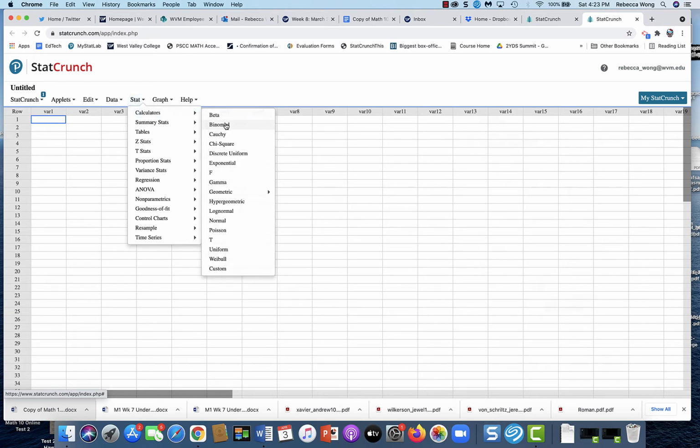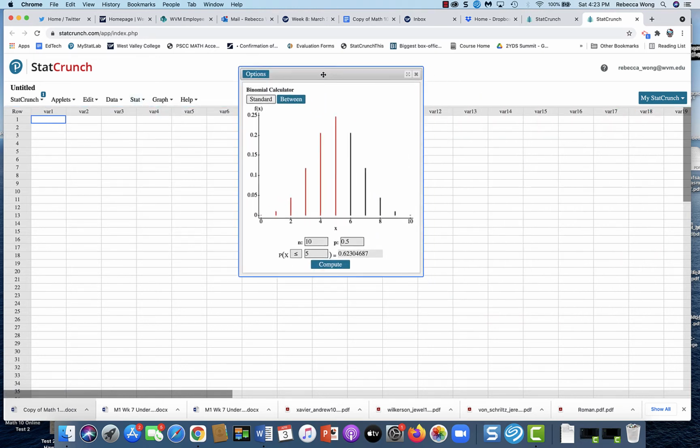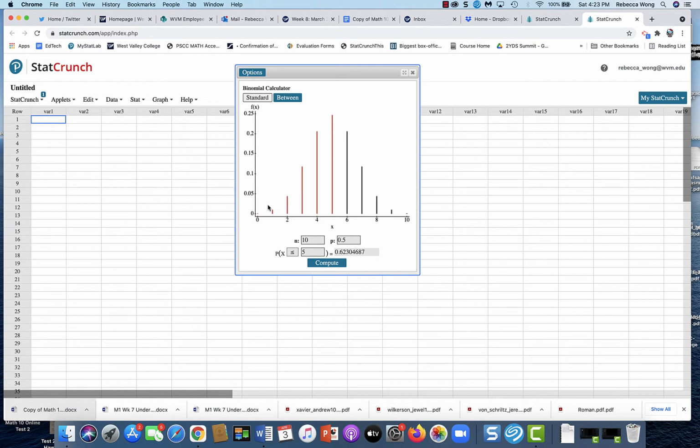So this time we're going to go to our binomial calculator. And the nice thing about the binomial calculator is it colors in red all of the values that were added together to get your answer. So it's a nice way to use color to confirm that you did the problem correctly.